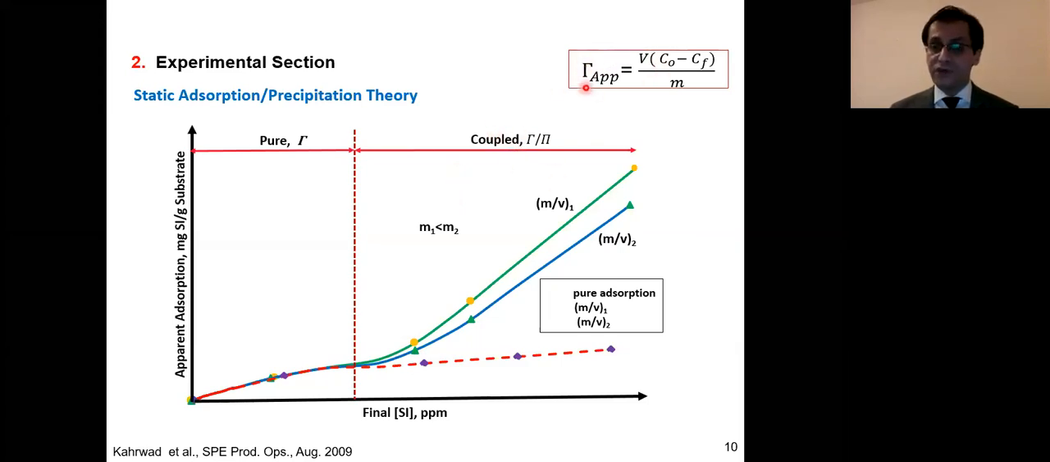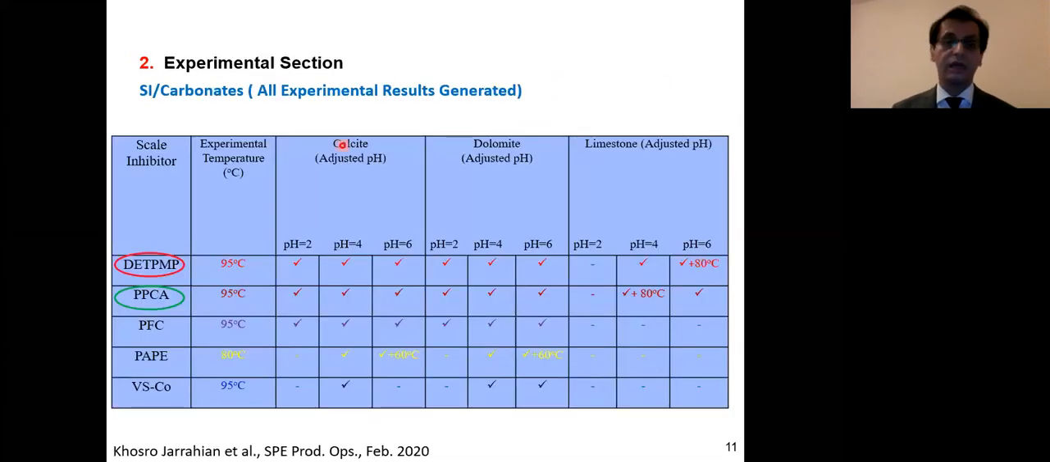And by this formula, we can calculate how much scale inhibitor has been retained on the porous media, in which V is the volume of scale inhibitor solution, and this is the difference between initial and final scale inhibitor concentration, divided by the mass of substrate.